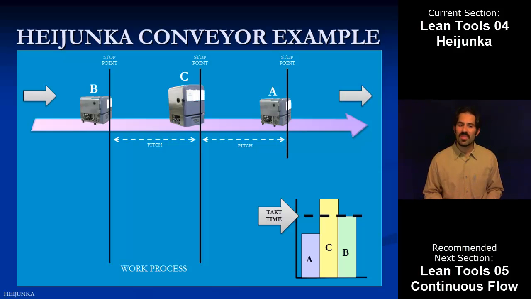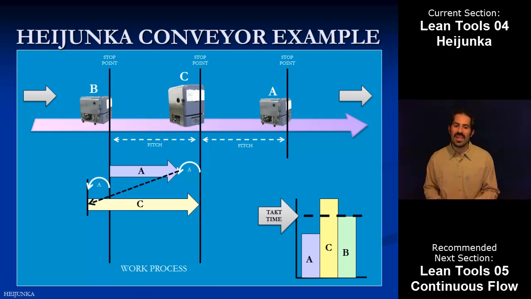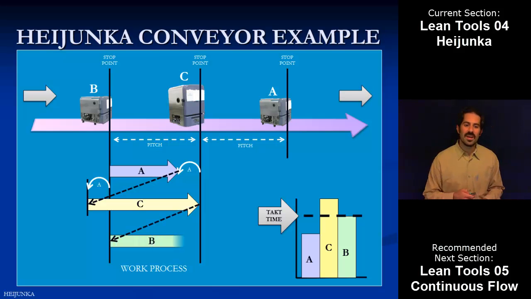So we'll set the line in motion. First part comes down, it's A. We actually finish it early. So instead of just waiting around, now we can go back and start on C a little bit early. So we catch C early, we follow it down the line, and we finish C right on time. Then we can go back, we start B, finish B on time, and go back to start A.